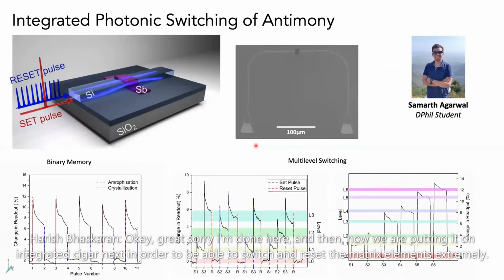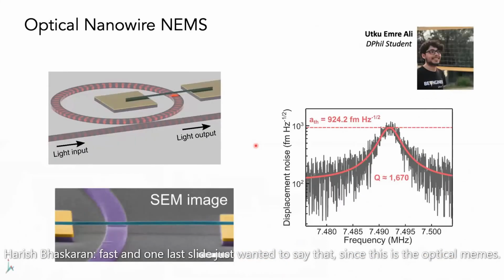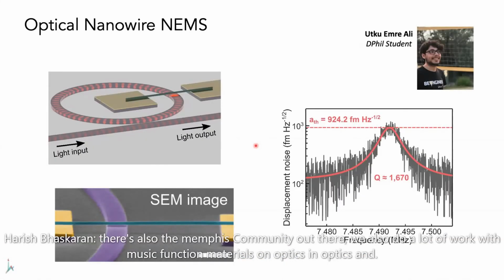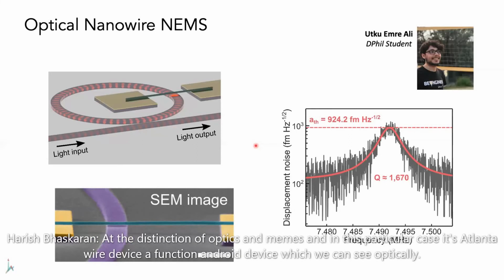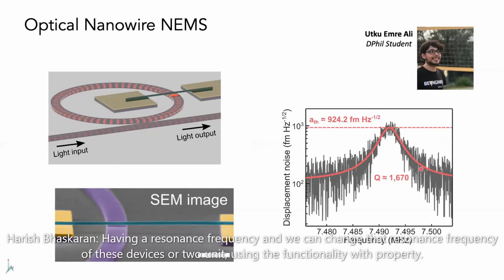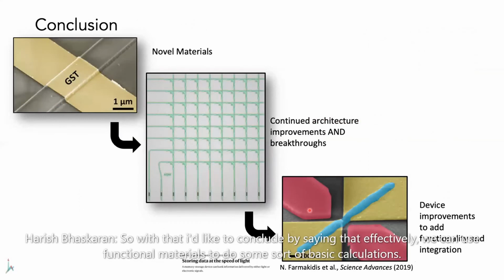And now we are putting it on integrated photonics in order to be able to switch and reset the matrix elements extremely fast. One last slide, just wanted to say that since this is the optical MEMS, there's also the NEMS community out there. We also do a lot of work on using functional materials on optics, and at the intersection of optics and NEMS. In this particular case, it's a functional nanowire device, which we can see optically having a resonance frequency, and we can change the resonance frequency of these devices or tune it using the functional materials property.